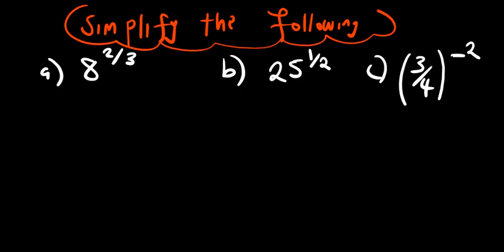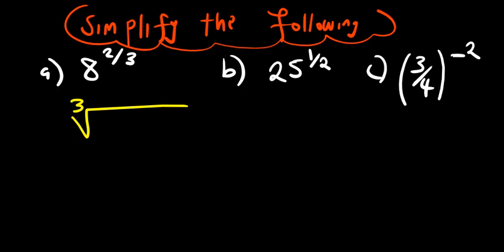Okay, so basically how do we solve these ones? So let's start with the first one: 2 h to the power 2 over 3. What did we say? This one that is down becomes the root. Okay, so therefore I'm going to have the cube root.